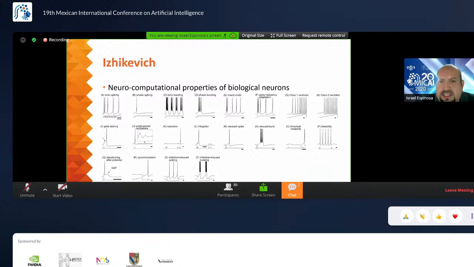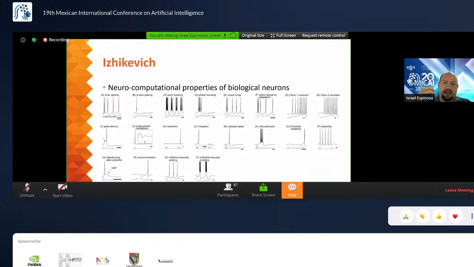So these are the 20 computational properties of biological neurons. Some of them exhibit, in the brain, generally speaking, we have two types of neurons: excitatory and inhibitory neurons. Excitatory neurons, what they do is a presynaptic excitatory neuron will cause the postsynaptic neuron to increase the voltage. In simple words, it's like that. And we have inhibitory neurons that do the opposite.